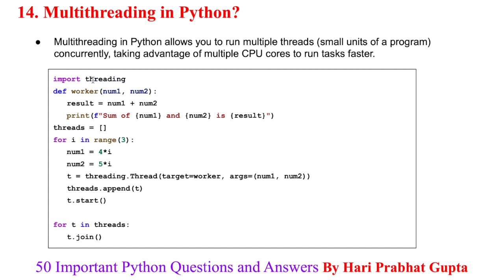For example, in the given code, a worker function is defined that takes two arguments, num1 and num2, and prints their sum. Then a list of threads is created and each thread is assigned a target function. Here, the worker and its arguments are passed to the Thread constructor. The threads are stored, then started using the start method, which runs the function in a new thread.